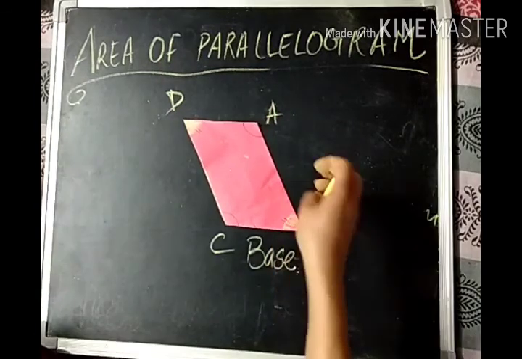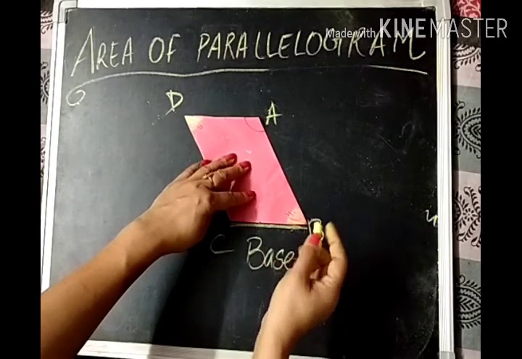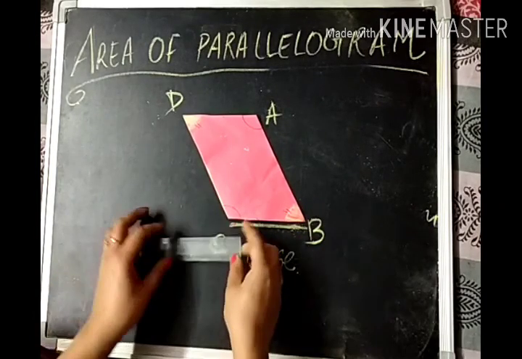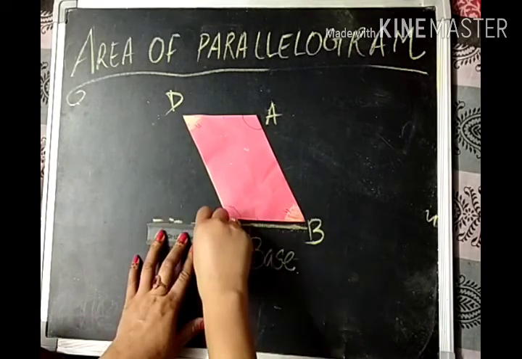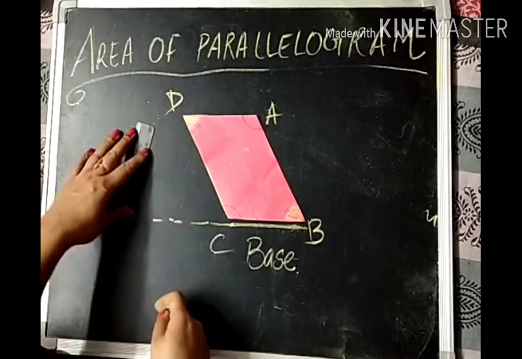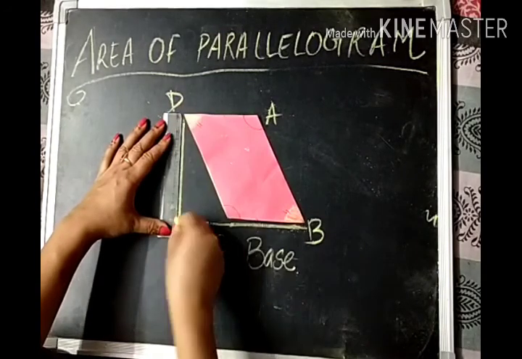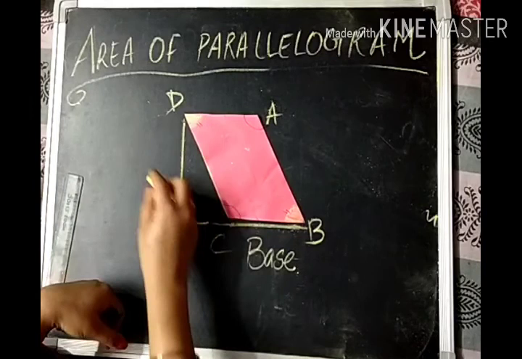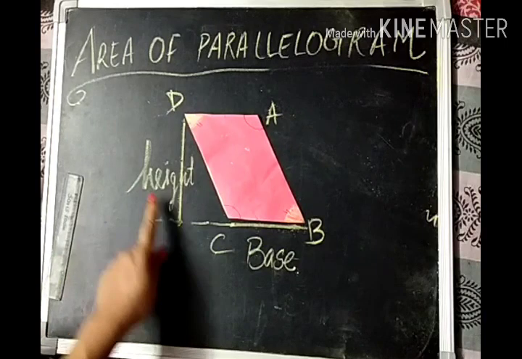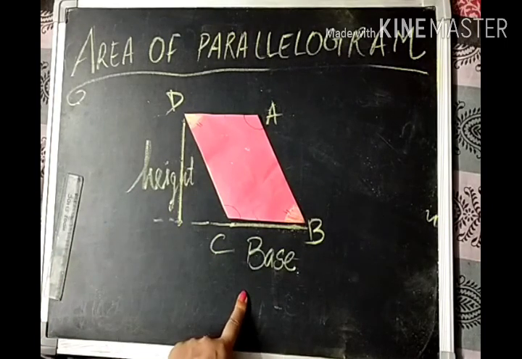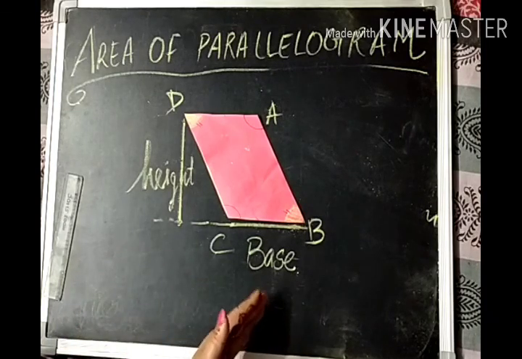So on the paper again, we'll check which is the base we are given. We are given that this is the base. And how will we draw the height? We will extend this line with dots, and draw a perpendicular, that is, a 90 degree angle, over here. So this is the height to this base. So there are two heights corresponding to this parallelogram.